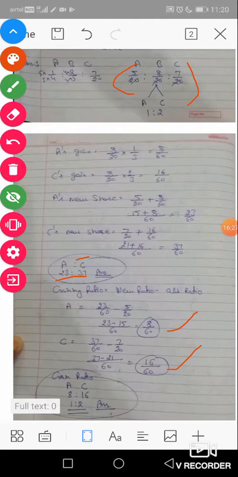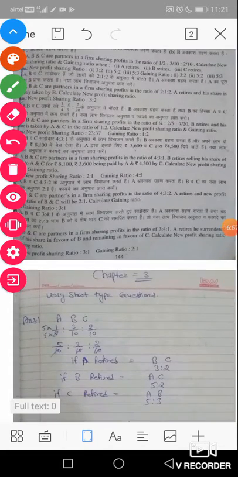So gaining ratio is not too complicated. It's an easy process. New ratio minus old ratio. New ratio of A minus old ratio of A and new ratio of C minus old ratio of C. These give the gaining ratio of A and C. Now come to the next numerical. The next numerical is the same as this concept. Now we will see it.